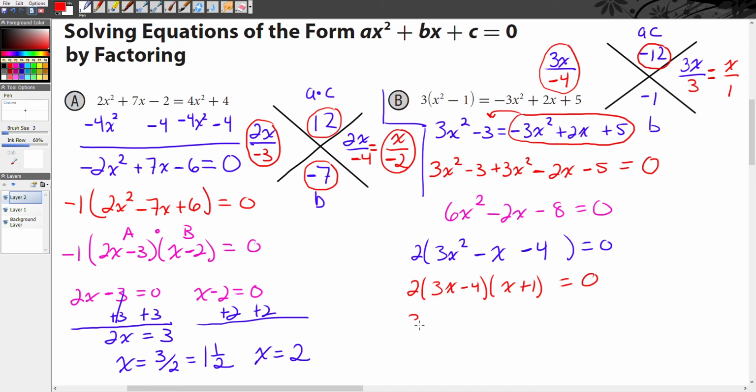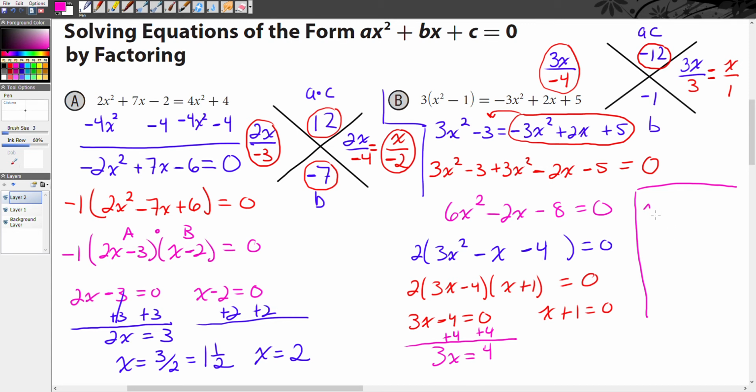So I have here 3x minus 4 equals 0, and I have x plus 1 equals 0. When I here 3x minus 4 equals 0, I'm going to add 4 to both sides. And that gives me 3x equals 4. And then when I divide everything by 3, let me put the answers over here in this box. Right? When I divide that by 3, I get x equals 4/3, or 1 1/3. Okay?